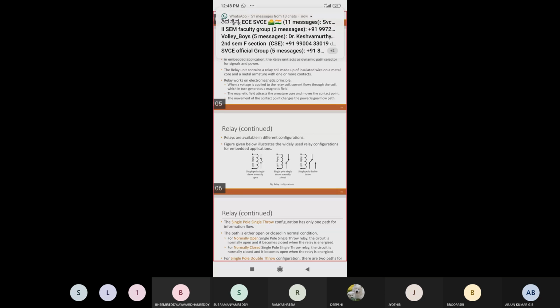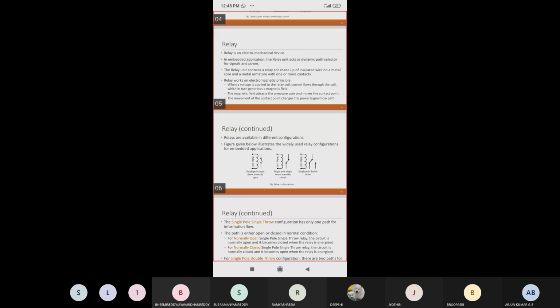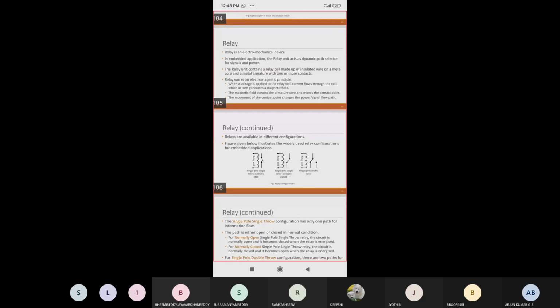There is a single pole, single throw, normally open configuration. This is a single pole, and only one throw will be there. Initially it is normally open. The second configuration is single pole, single throw, normally closed. Initially it is closed. There are different types of applications they can be used in. Suppose the initial relay will be normally closed or normally open, based on your configuration.